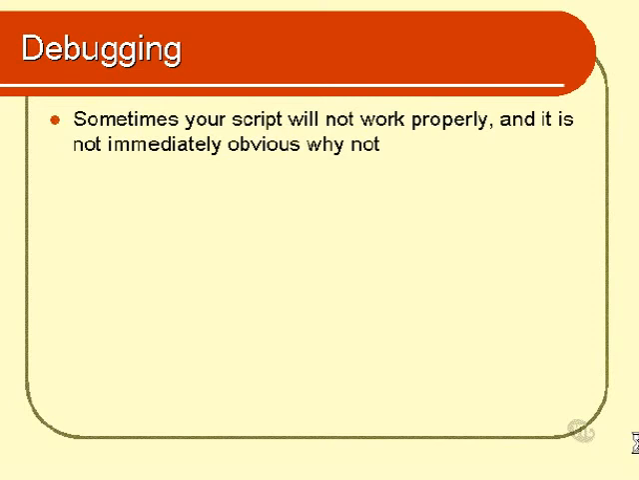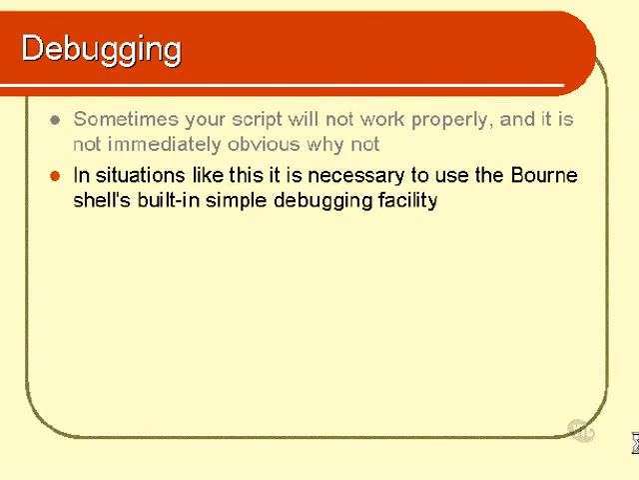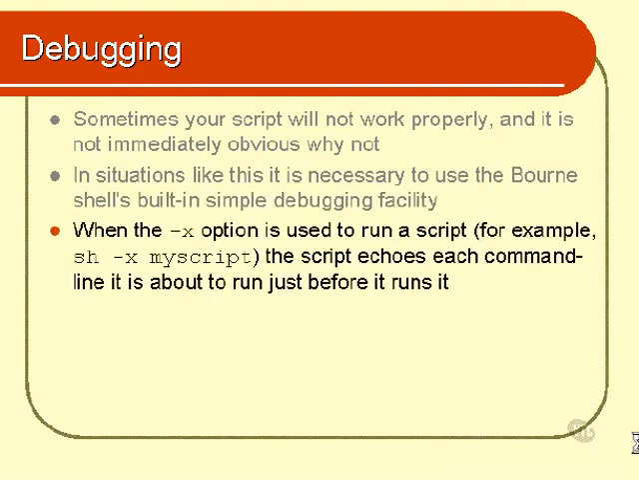And it's at that point that you need to invoke the shell's special built-in debugging facility. It's very simple. There's not a whole lot to it, but it does usually help you fix the problem. It involves running the script with the -x option. The -x option is actually an option to the shell. So you would have to run your shell script like sh -x and then the name of the script, as you can see on the screen.